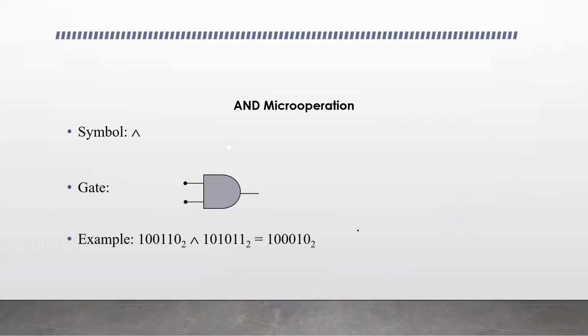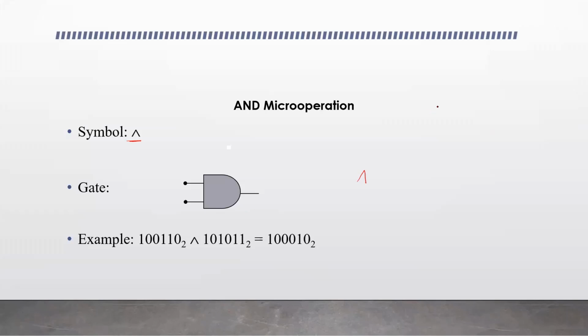And the next operation is AND. The symbol used is this, okay. This is a symbol used to perform AND. And the logic gate used is this, okay. When the inputs are given, it performs the AND operation.